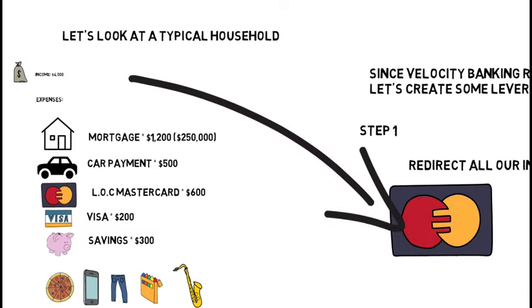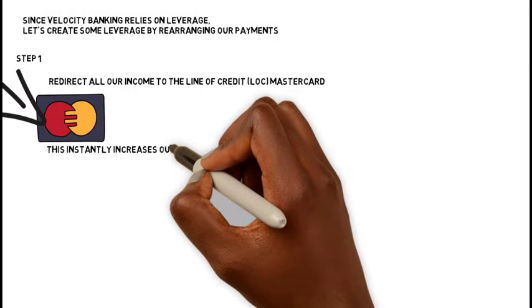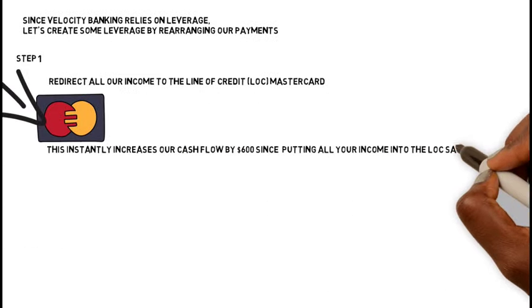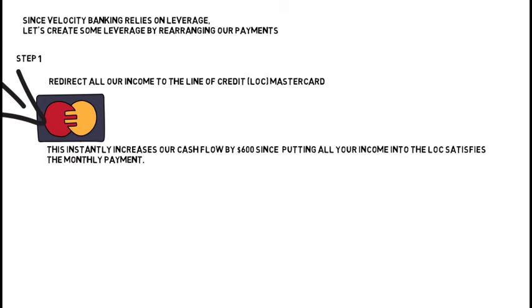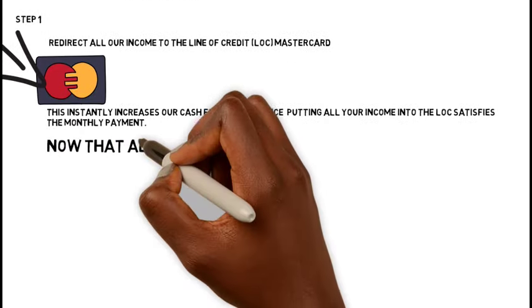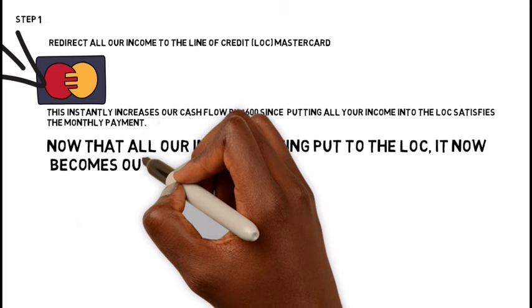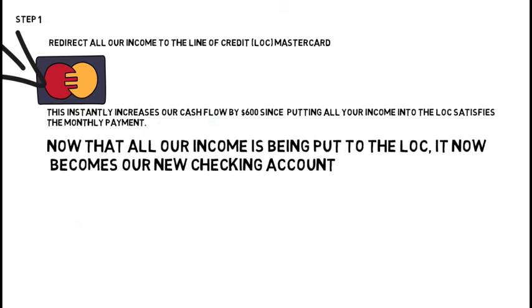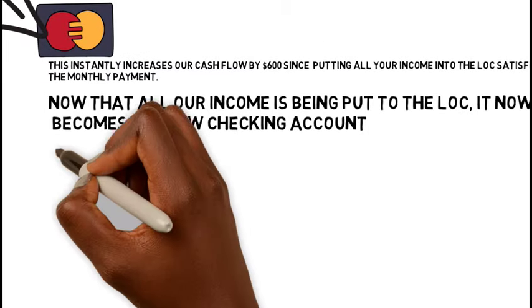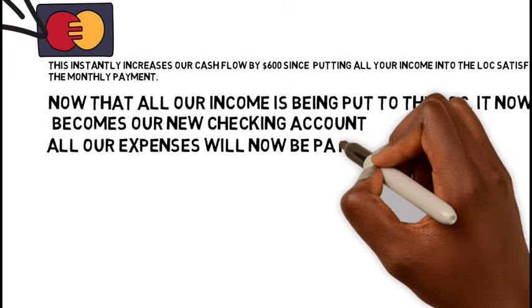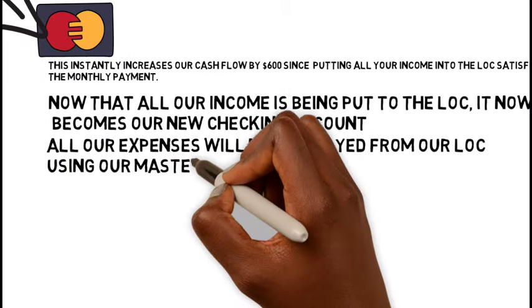So by doing that, we instantly increase our cash flow by $600, because now we don't make that payment every month. Every month we dump our income in, and that satisfies the payment. So our income goes in automatically, and our cash flow goes up by that every month. Now that all our income is getting dumped into the line of credit, it becomes our new checking account. So all expenses are now paid out of the line of credit.